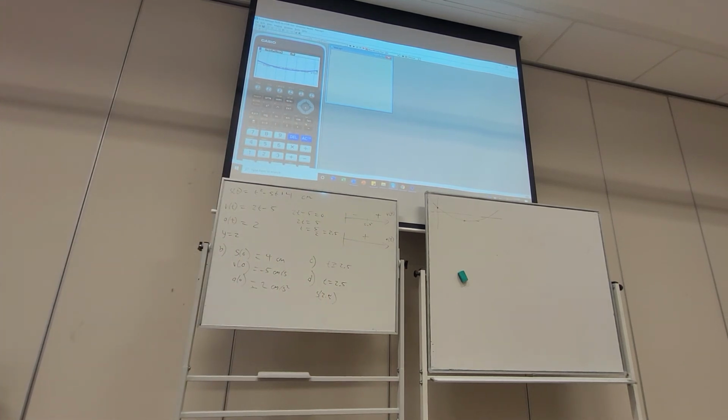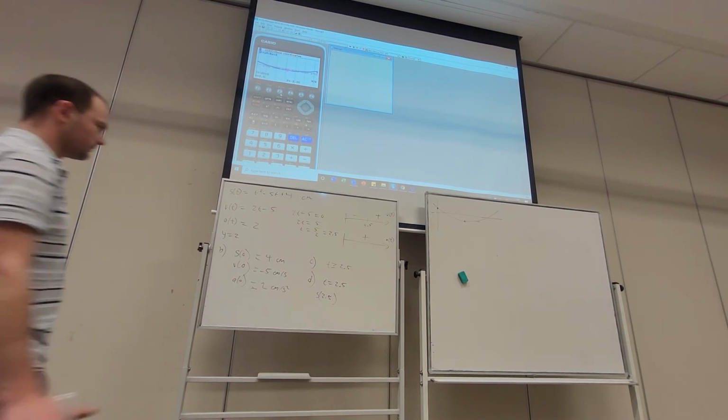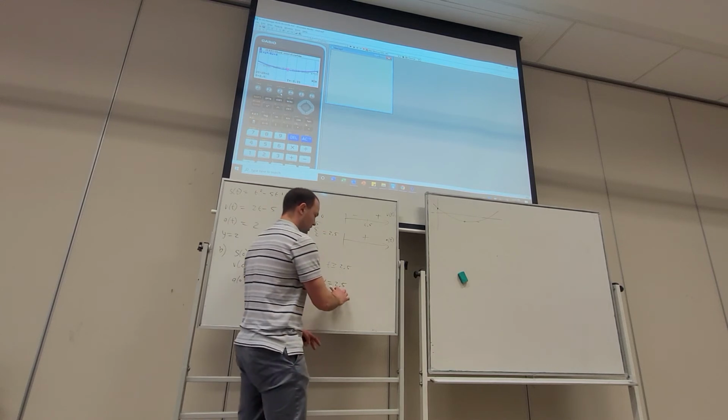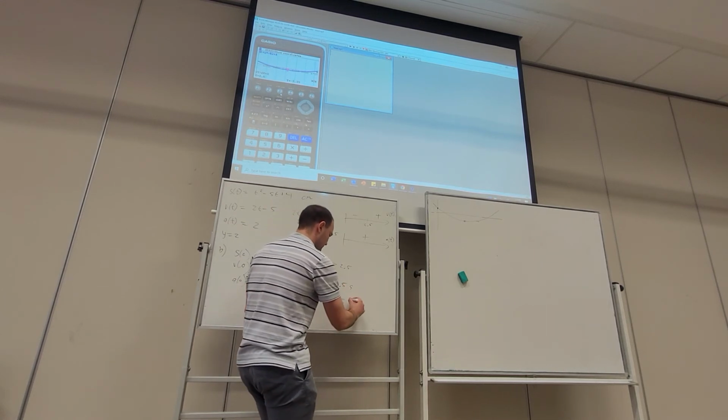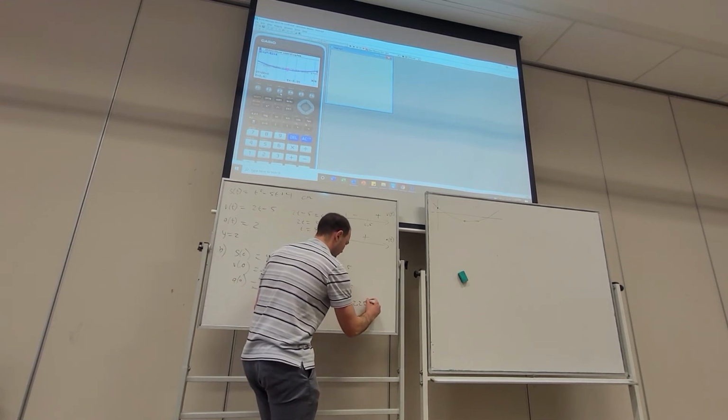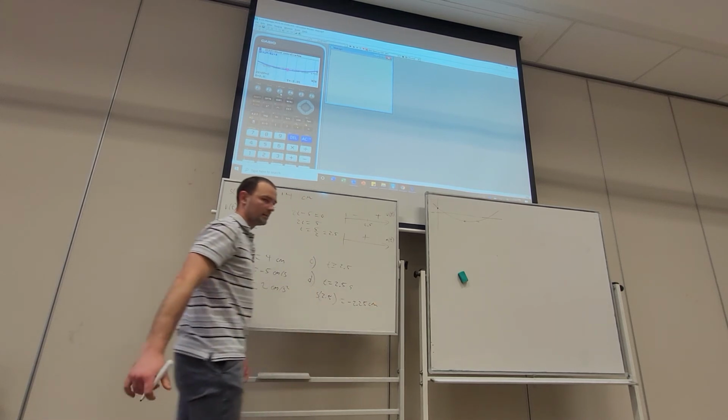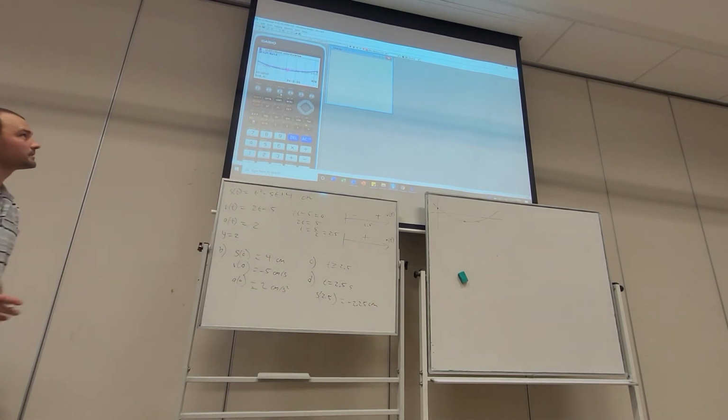We g-solve that minimum. We've got x is 2.5, and the y value is minus 2.25. So when time is 2.5 seconds, the displacement is minus 2.25 centimeters. All right, it's 2.25 centimeters to the left of the point of origin.